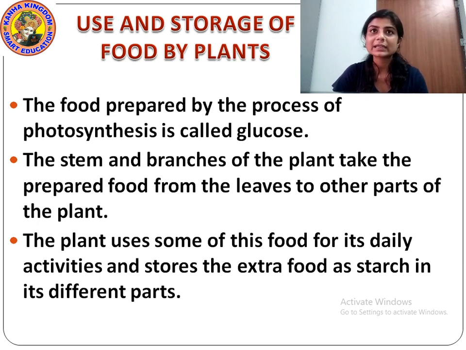The food that is prepared in the leaf by the process of photosynthesis is called glucose. The stem and branches transport this food to the different parts of the plant body. Some of this food is used for daily activities, to prepare food and perform photosynthesis, and the rest which is not used is stored in the form of starch, which is later consumed by different living organisms. Understood?